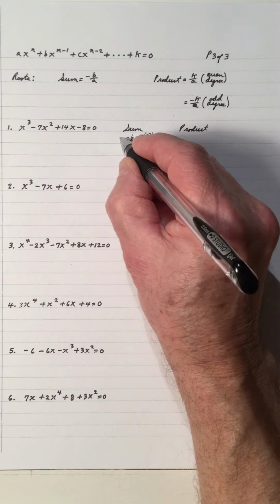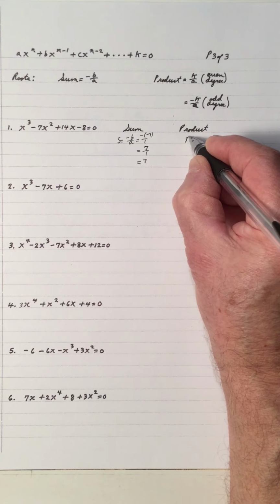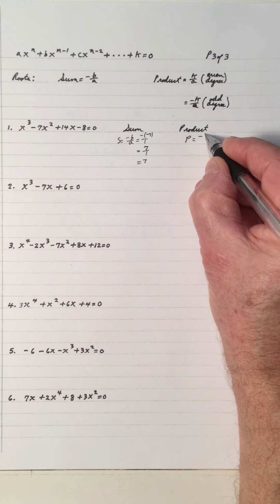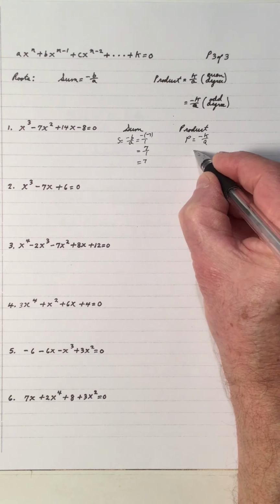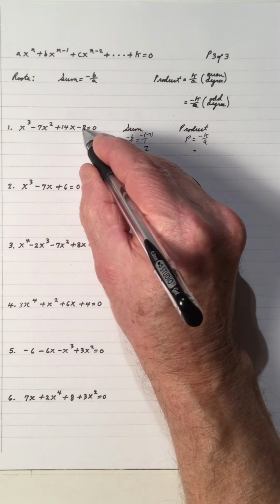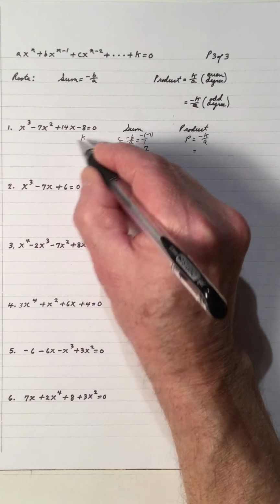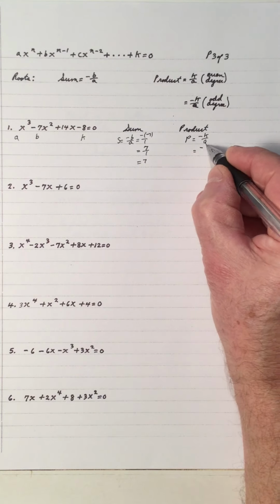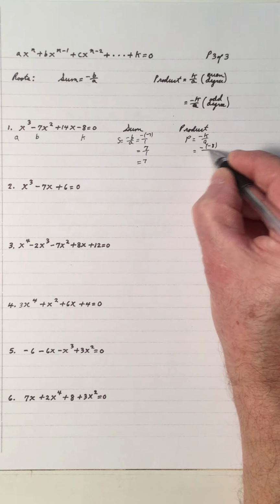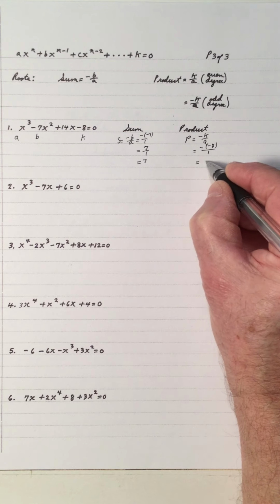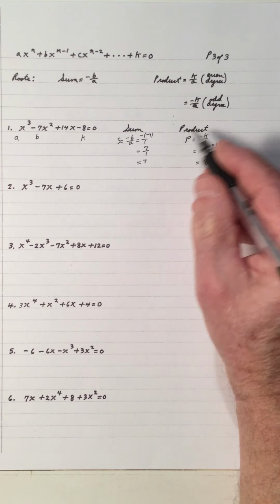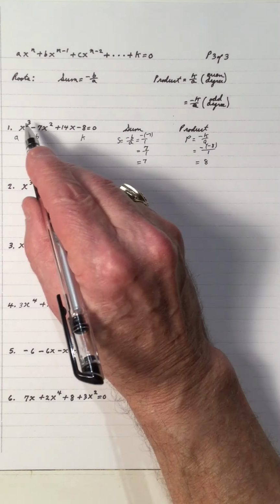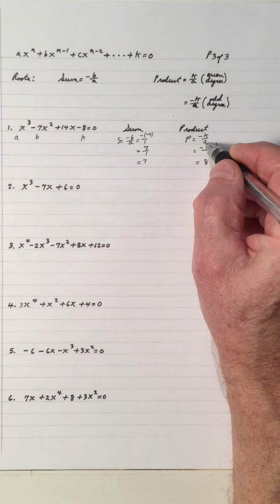And the product, because it's odd, which is 3, is negative k over a. So k is the negative 8. So that's the k, that's the a, and that's the b. So k is negative 8, so it's the negative of negative 8 all over a, which is 1. So that's 8 over 1, or 8. So the sum of the roots is 7. The product of the roots is 8. But again, repeat, if the degree is odd, it's negative k over a.